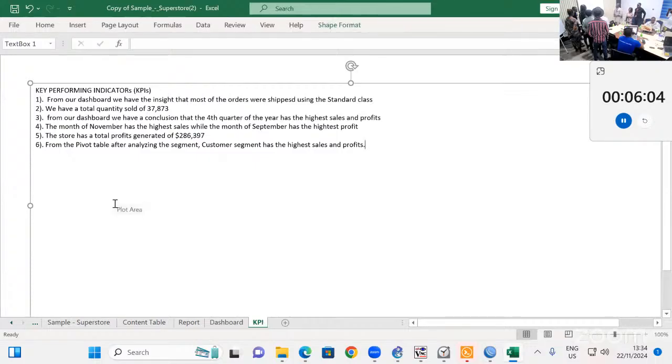From our KPI, we also have the insight that the high sales by month is November. November has the highest sales, while September has the highest profits. My friend spoke about the pivot table. In the pivot table, the customer segment has the highest sales and profits. Okay, thank you.